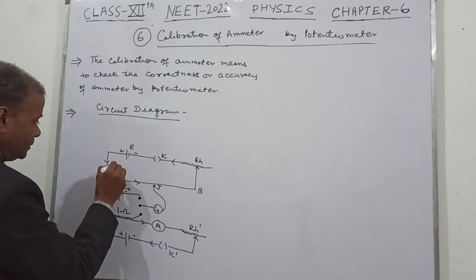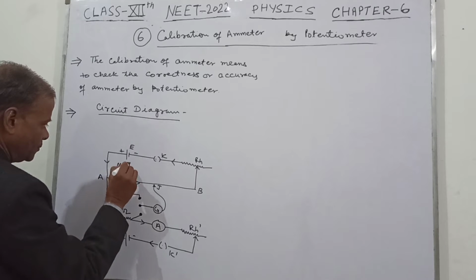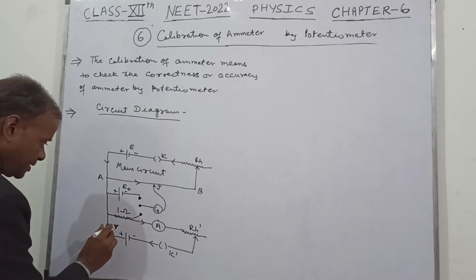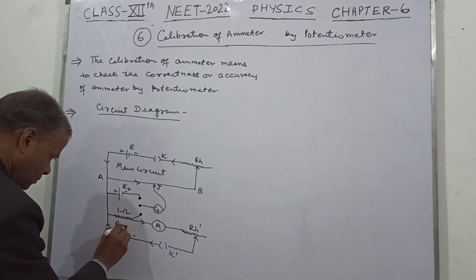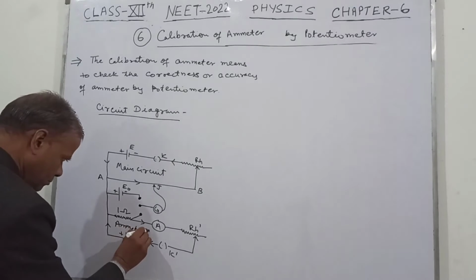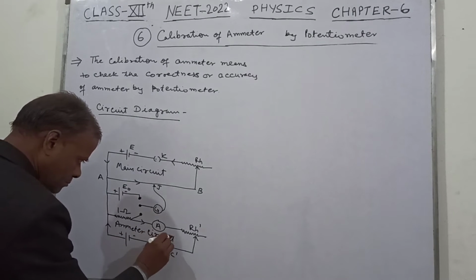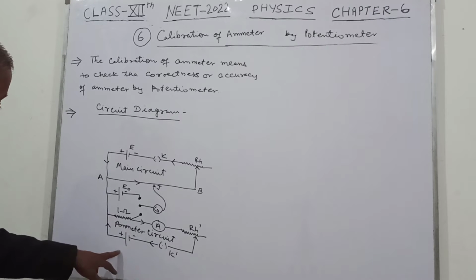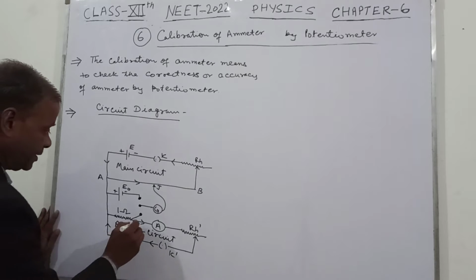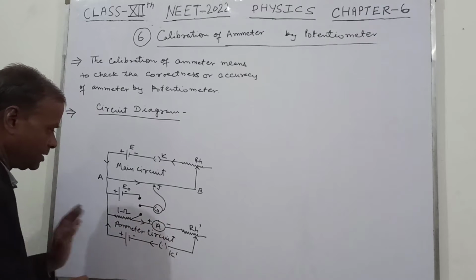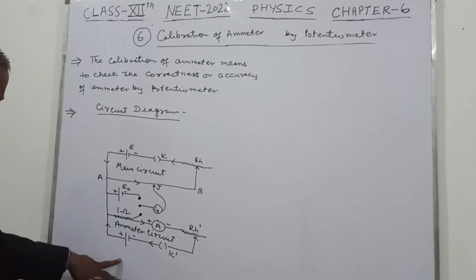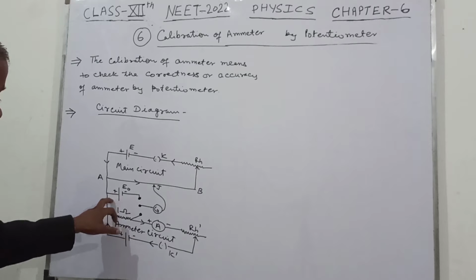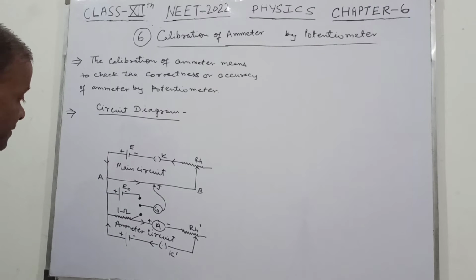This is the circuit diagram of potentiometer. This is the main circuit, and this is ammeter circuit. So in ammeter circuit we are having the 1 ohm resistance, the ammeter which is to be calibrated. This is positive and negative. This is now your rheostat. This is now key, and then the cell. This E0 is the standard cell of known EMF, constant EMF.